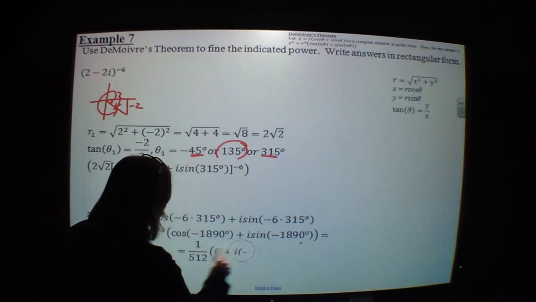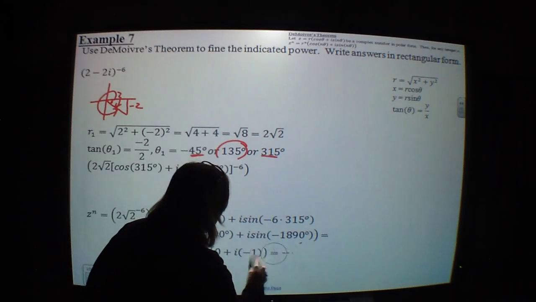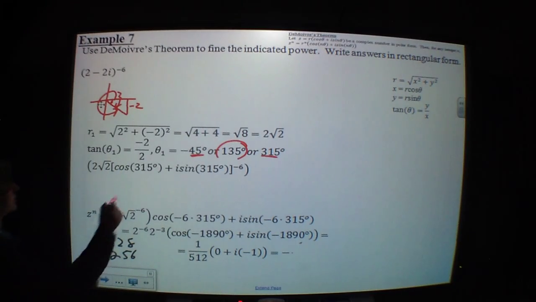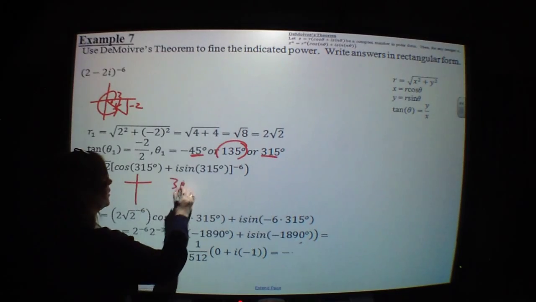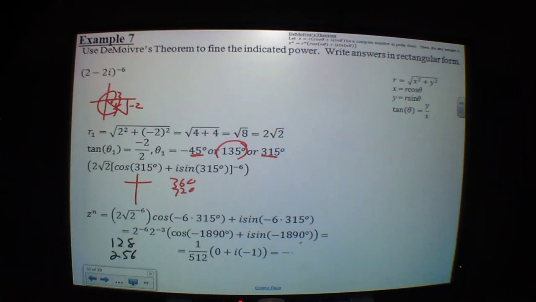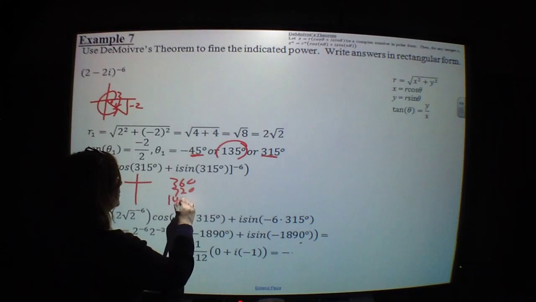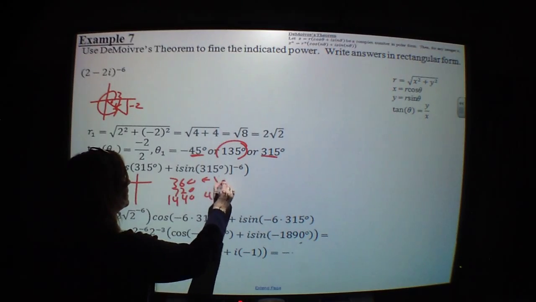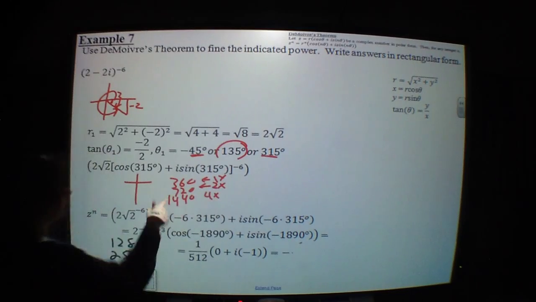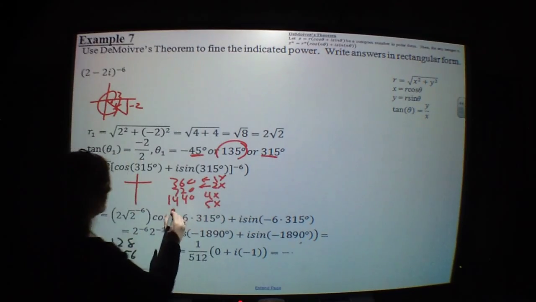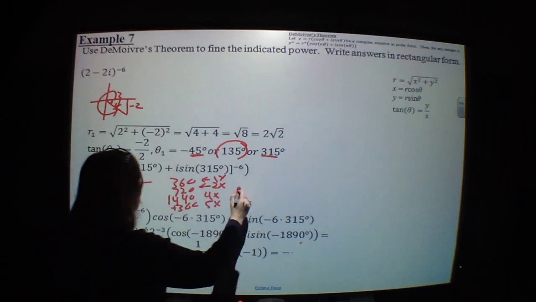Cosine and sine. And let me show you how I got those. 360 degrees, but I'm going negative. 360 degrees is once around the circle. 720 is twice around the circle. 1440 is 4 times around the circle, right? Because this is 1 time, this is 2 times. I doubled that to get 4 times. Okay? 5 times around the circle, add 360 to that, would be 1800.